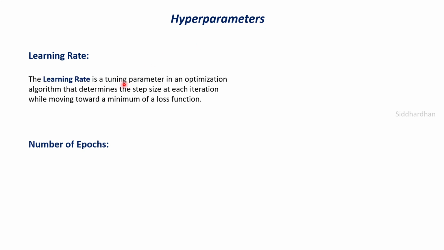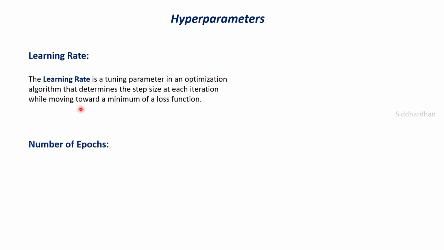So the learning rate is a tuning parameter in an optimization algorithm that determines the step size at each iteration while moving towards a minimum of a loss function. So this is the definition of learning rate. Just look at the words tuning parameter and optimization algorithm.